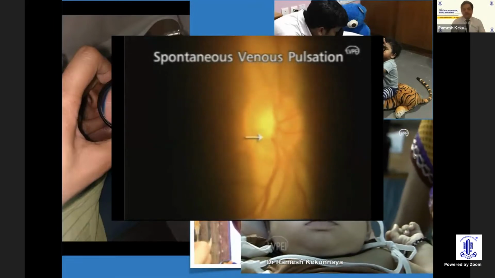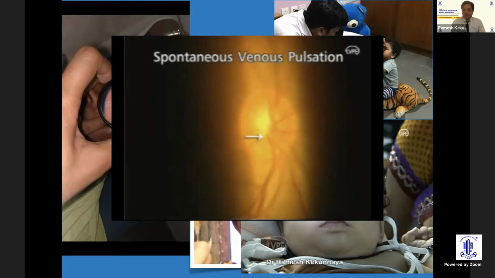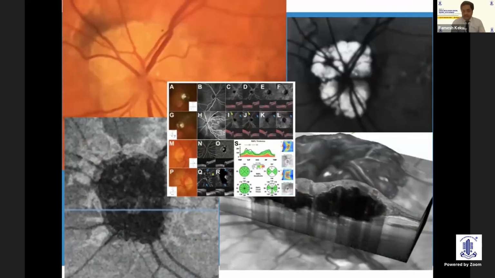Don't expect to look into the details of spontaneous venous pulsation and things like that. It's difficult. There are some techniques you can use for fundus photography, but sometimes you just have a glance, and with that you have to say whether there is a pseudo disc edema or a true disc edema.